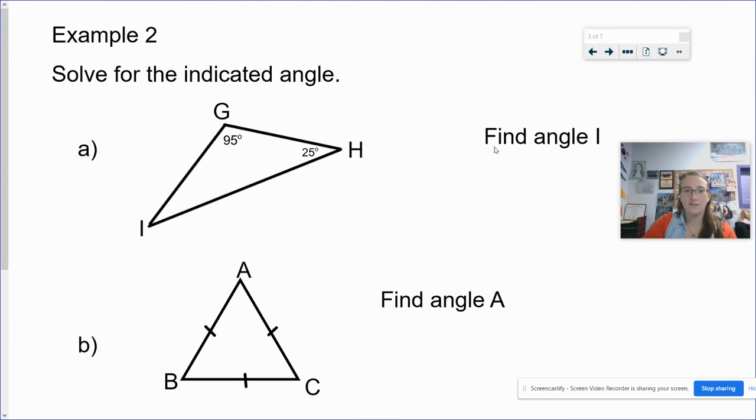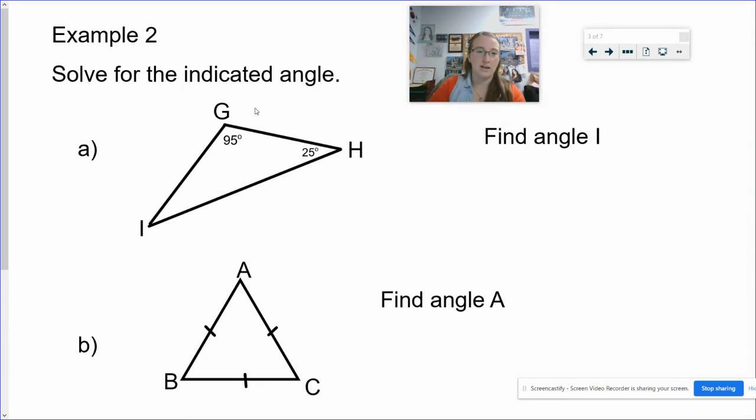Going on, we're just going to fly through these. So we're going to now use the fact that all 3 angles in a triangle add to 180 degrees, and we're going to use that fact to find the missing angle. So we want to find angle I here. So that's this one right here. Now I know what these 2 are, and I know that all 3 need to add up to 180.